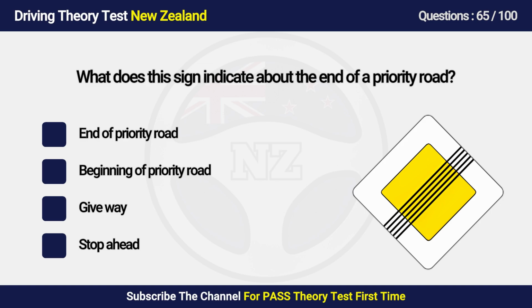Question 65. What does this sign indicate about the end of a priority road? A. End of priority road. B. Beginning of priority road. C. Give way. D. Stop ahead.